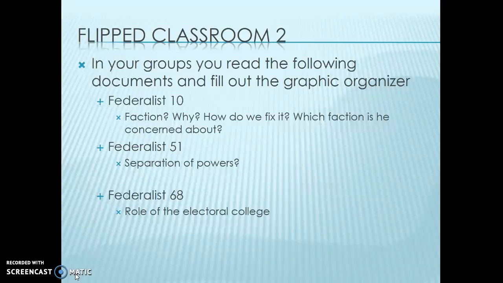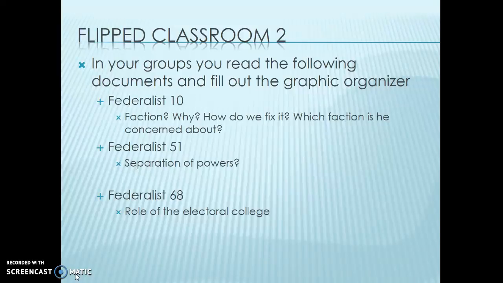So the second thing that I would like for y'all to do is look at your flowchart for Federalist number 10. Look at the excerpt I gave you from Federalist 51 online, and then there's an excerpt and an article about Federalist 68. So your question for Federalist 10 is, what is a faction? What is the issue with it? How do we fix it? What faction is Madison concerned about in Federalist number 10?